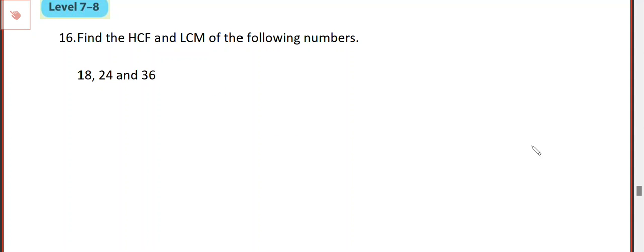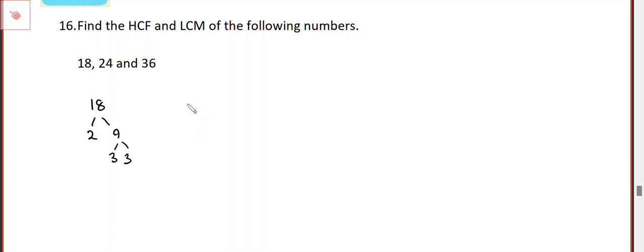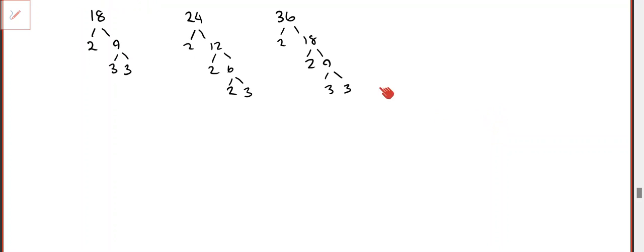So what we can do, I did see someone try and do a 3-circle Venn diagram. I'm going to show you how to do that properly. All right, 18 is 2 and 9, which is 3 and 3. 24 is 2 and 12, which is 2 and 6, and 2 and 3. And 36 is 2, 18, 2, 9, 3, 3. Okay. This is how you do a 3-circle Venn diagram.